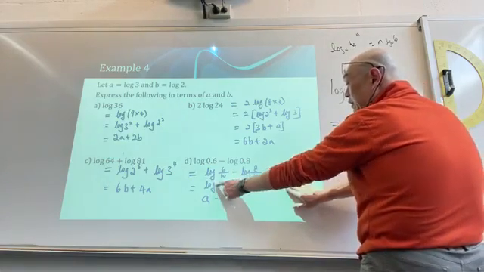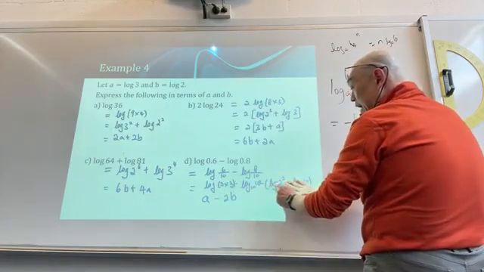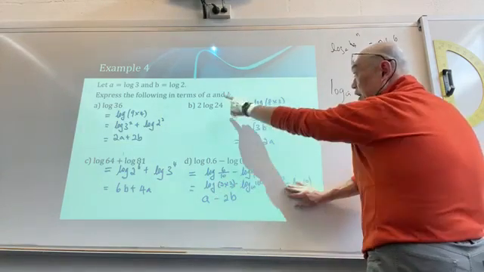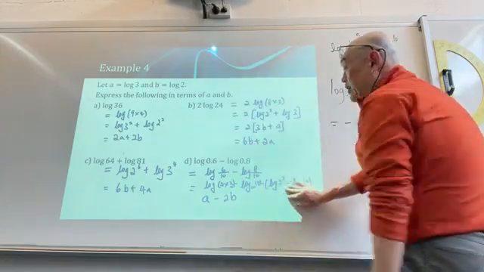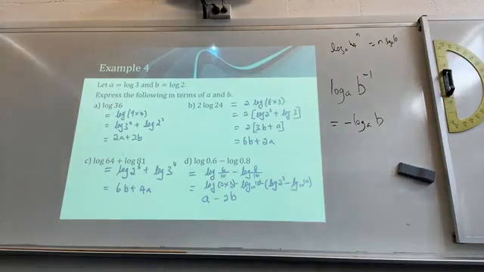So it's therefore log 2 plus log 3. Log 2 is b, log 3 is a, and then 2 to the power 3, take away 3b, therefore equals a minus 2b. Alright? So D is actually a tricky one.